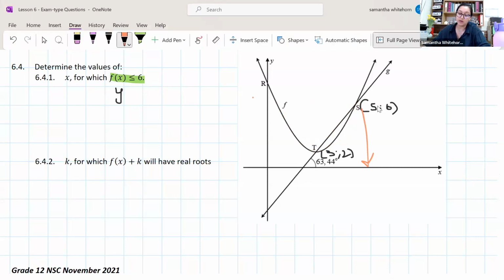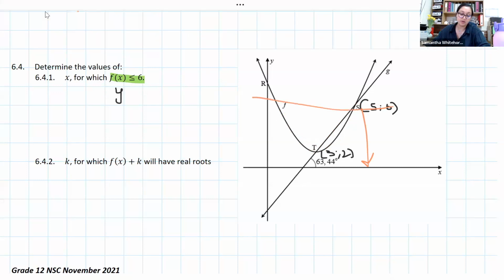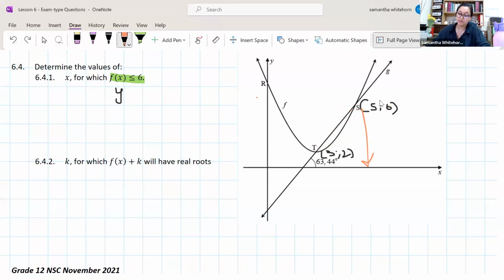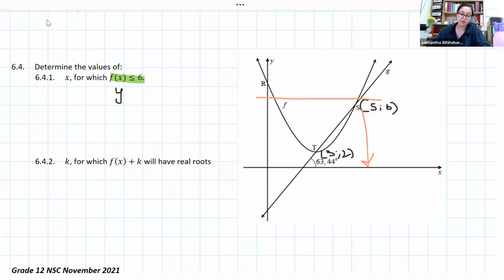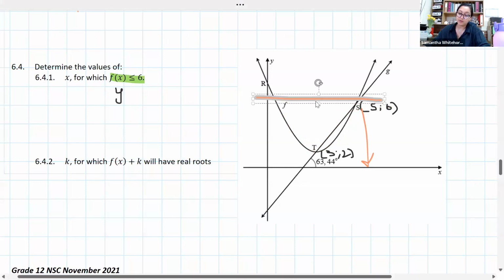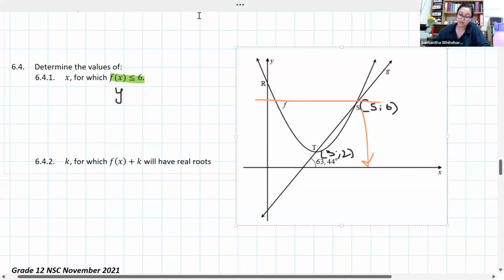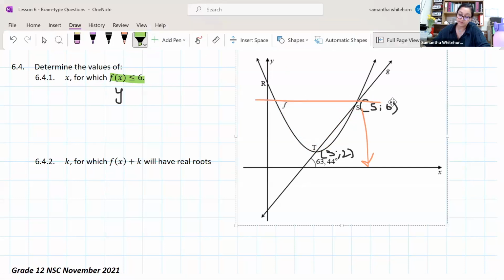So if I draw my line again, which apparently I can't do. Okay, we're just going to roll with that line. It's going to be good enough. So if we've got this line, this is where y is equal to 6, as we can clearly see. There it is.